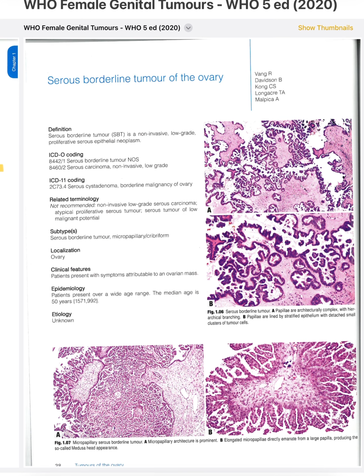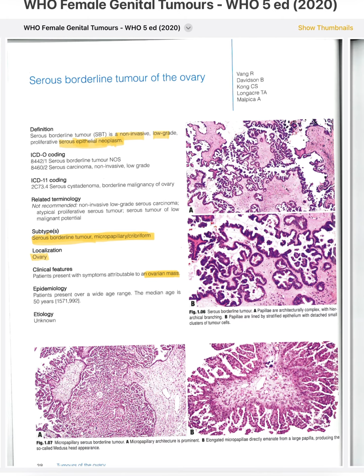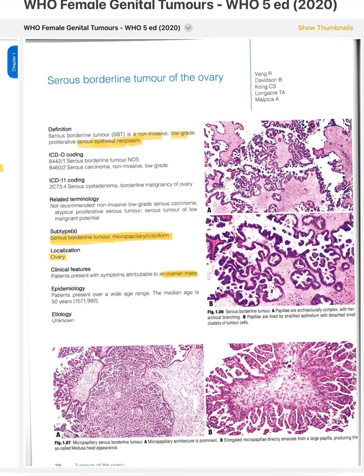Okay, the borderline tumor is a non-invasive, low-grade, proliferative serous epithelial neoplasm. So this could be serous borderline tumor, either micropapillary or cribriform. Localization is obviously the ovary, and if we talk about clinical features, the patient presents with symptoms attributed to an ovarian mass. So we have the pictures in these photomicrographs.